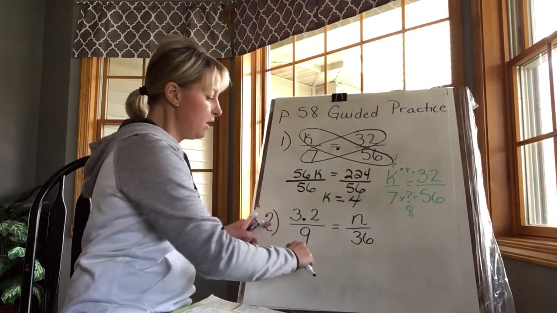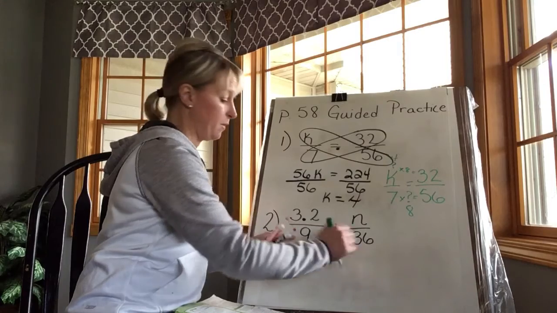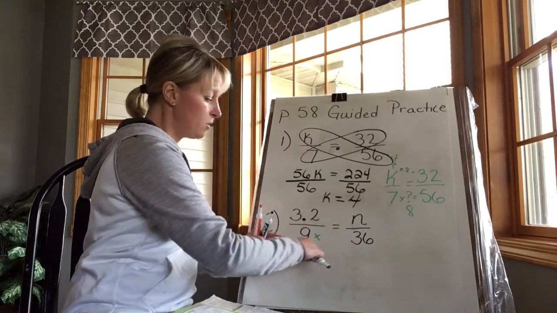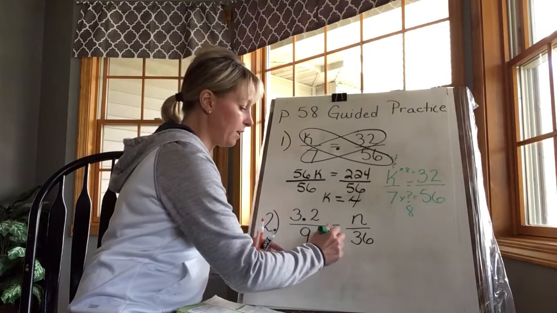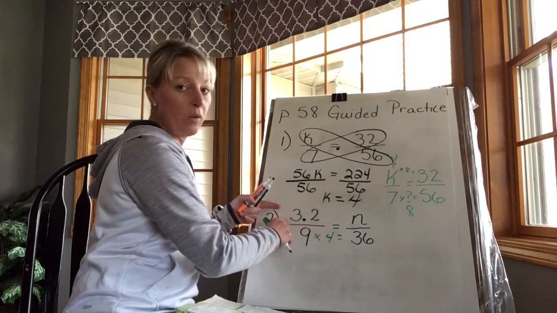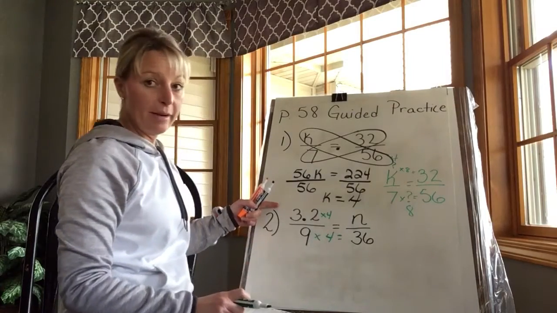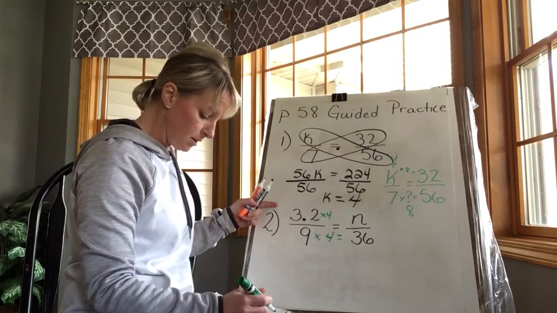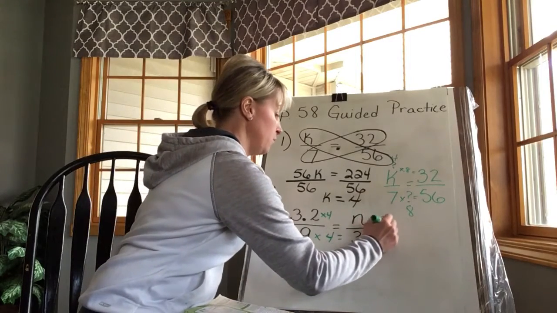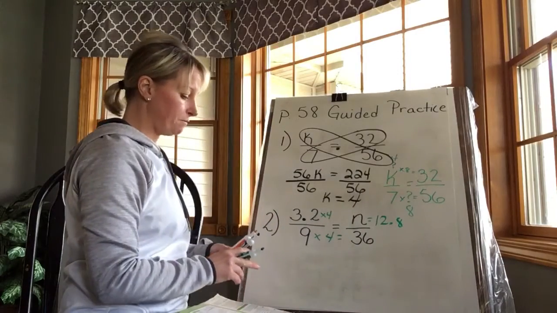Let's just look here and see, can I get from 9 to 36 by multiplying by something? So 9 times 4 is 36. So I would have to take 3.2 times 4. So if I put that in my calculator and I do 3.2, or 3 and 2/10, times 4, you get 12.8. So n equals 12.8.